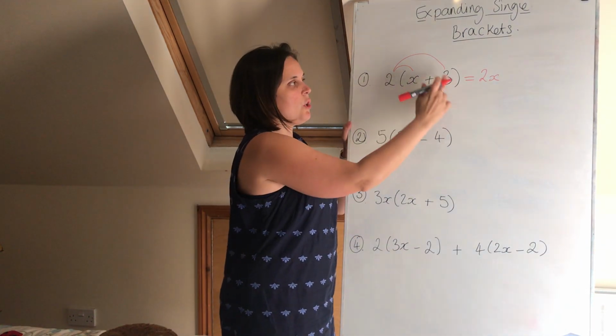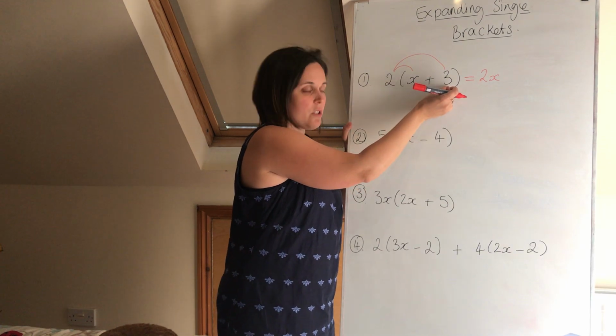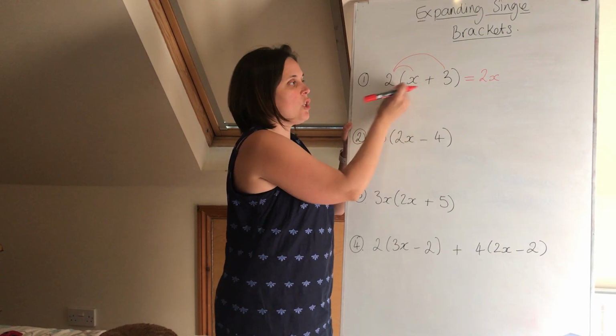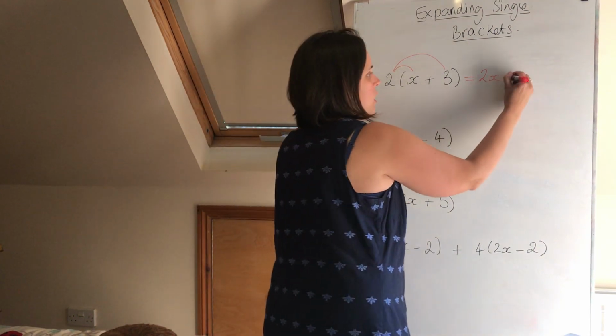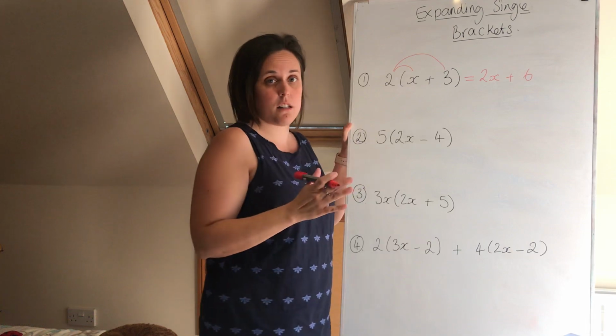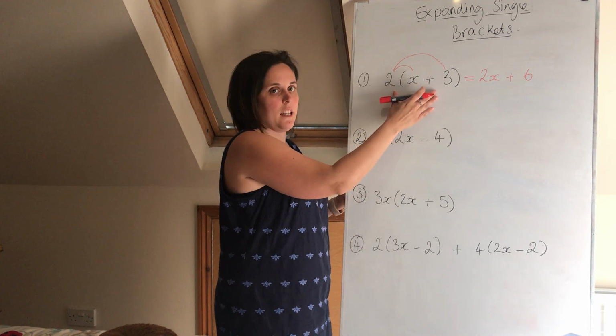And then we just do 2 times positive 3. The sign goes with whatever it's in front of. So that's a plus 3. So 2 times plus 3 is 6. So we just get plus 6, and that is our answer. So that is essentially another way of writing this, okay?